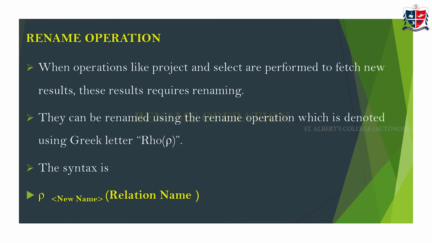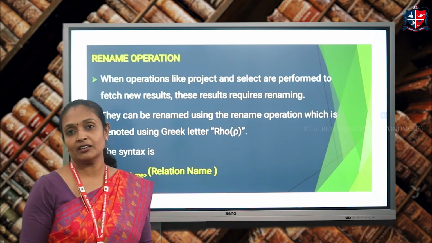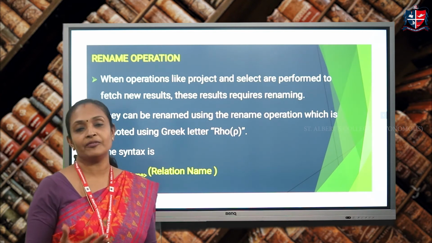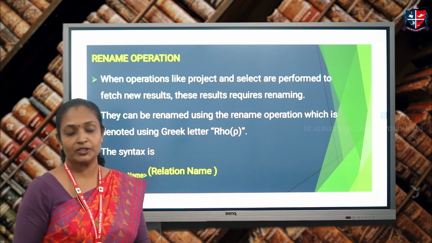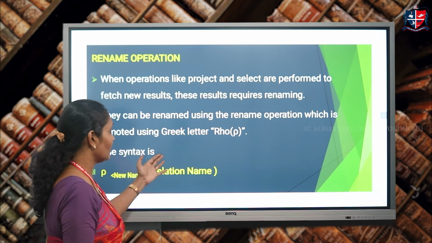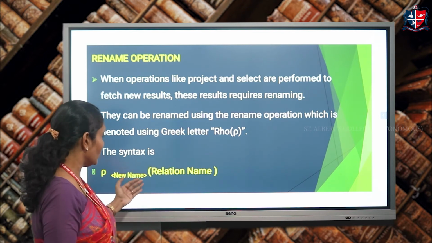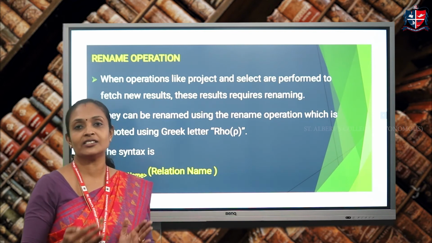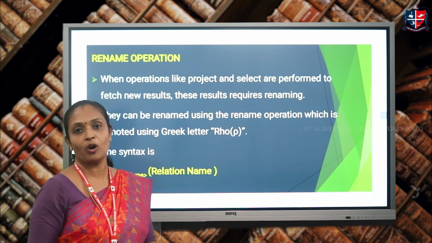Rename operation. The rename operation is used to rename a relation. We cannot retrieve data from the database using this rename operator, but we can give a new name to the relation. In relational algebra, it is represented by the Greek letter rho, and the syntax is rho, new name, relation name. If you want to change the table name or the relation name, we can use the rename operator.